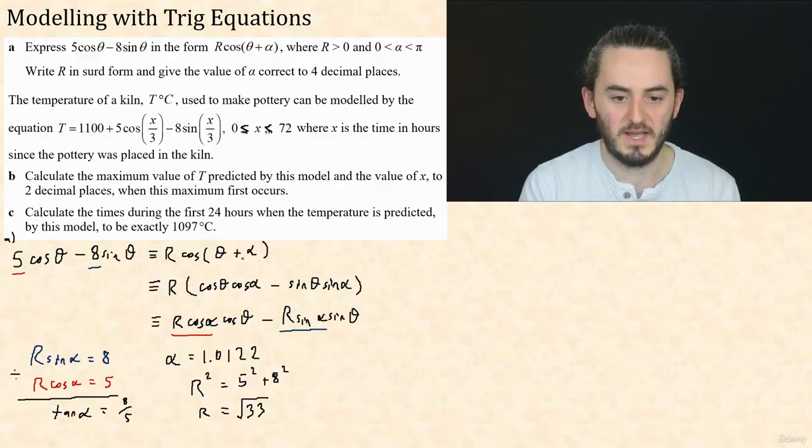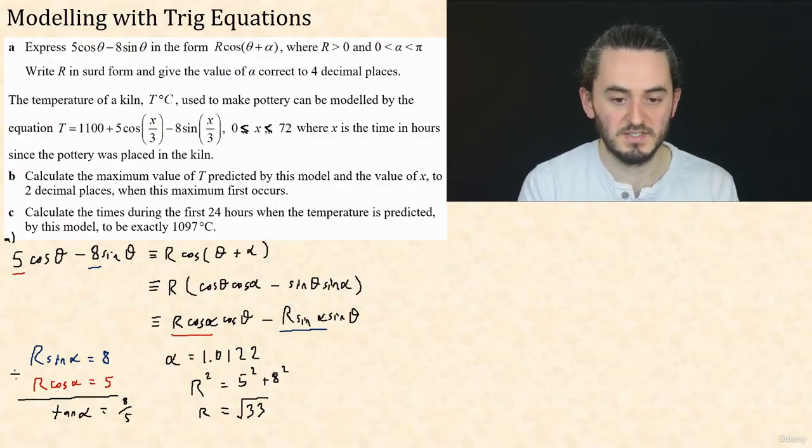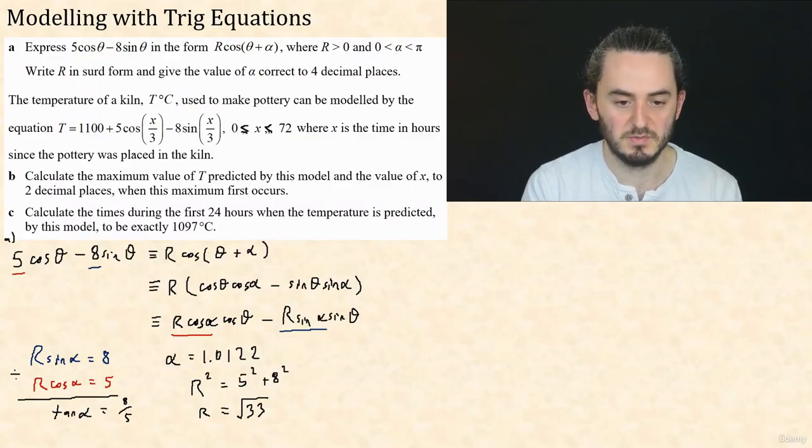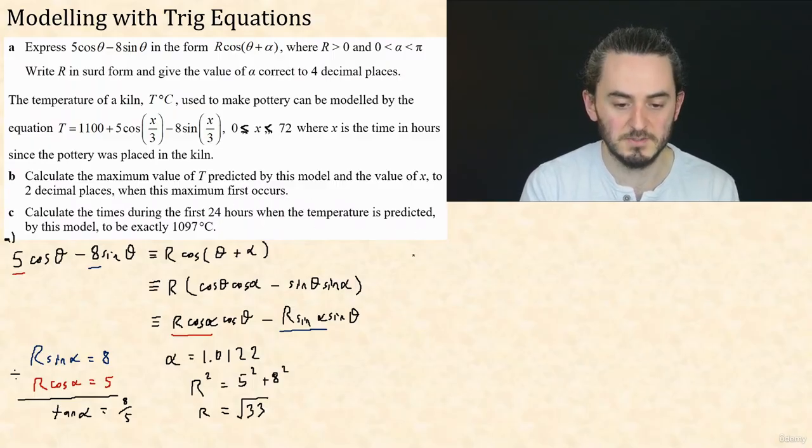Okay, let's have a look at part B. The temperature of a kiln, T degrees Celsius, used to make pottery can be modelled by the equation T equals 1100 plus 5 cos(x over 3) minus 8 sine(x over 3), where x is between 0 and 72, where x is the time in hours since the pottery was placed in the kiln. Calculate the maximum value of T predicted by this model and the value of x to 2 decimal places when this maximum first occurs.